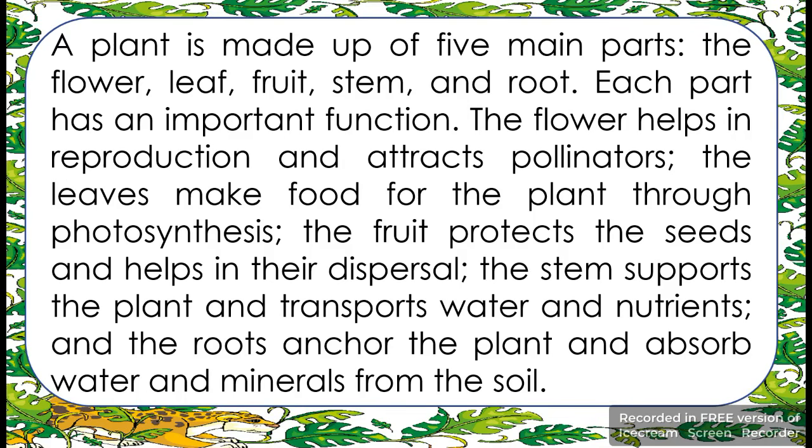A plant is made up of 5 main parts: the flower, leaf, roots, stem, and fruit. Each part has an important function. The flower helps in reproduction and attracts pollinators. The leaves make food for the plant through photosynthesis. The fruit protects the seeds and helps in their dispersal. The stem supports the plants and transports water and nutrients, and the roots anchor the plants and absorb water and minerals from the soil.